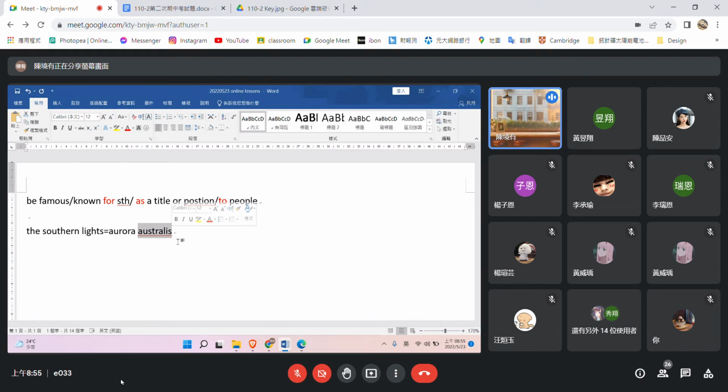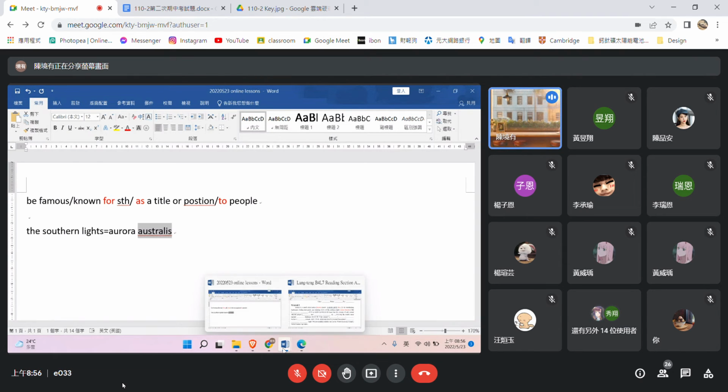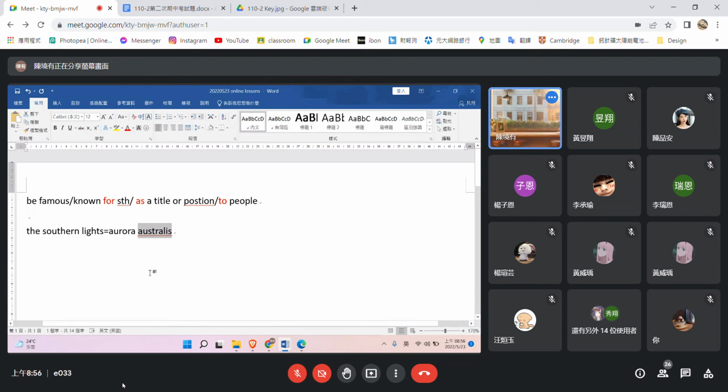So we have the northern lights and the southern lights, and the northern one and the southern one have different names. If you're talking about the southern lights, it's Aurora Australis, and Australia comes from this word. That means it's in the southern part of the earth. Of course, Iceland is at the northern tip of the earth, in the northern hemisphere, so we use Aurora Borealis.